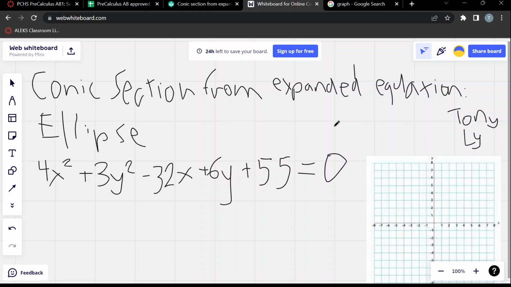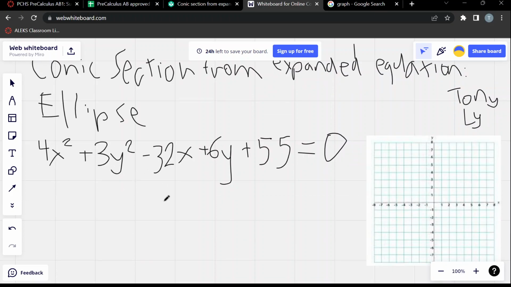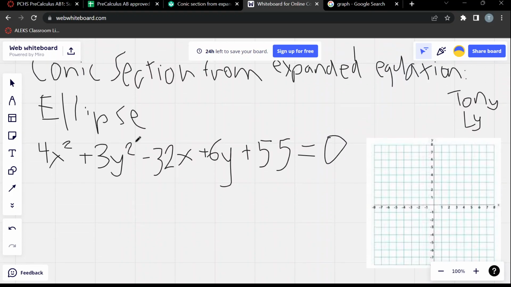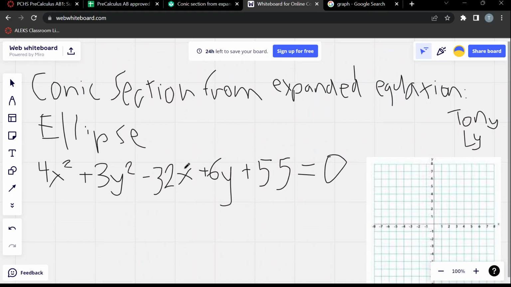Hello everyone. Today we're going to learn how to turn the expanded equation of an ellipse into the standard equation and how to graph the ellipse on our graph. So when you have an expanded equation of an ellipse, the first step you want to do is to turn it into a standard equation so that it is easier to graph it.